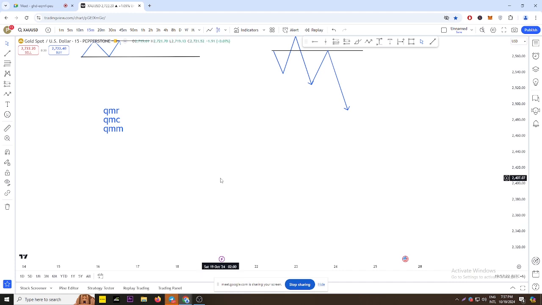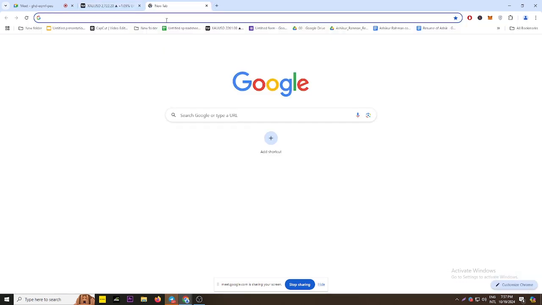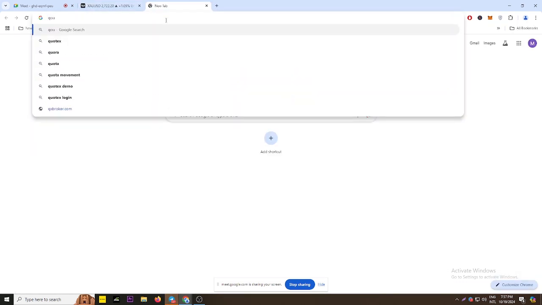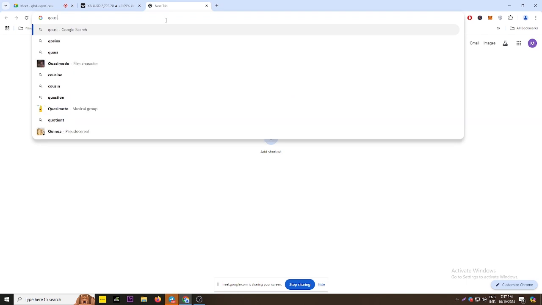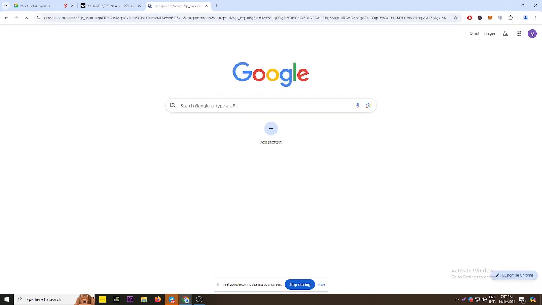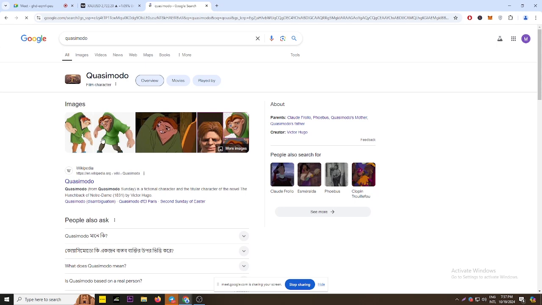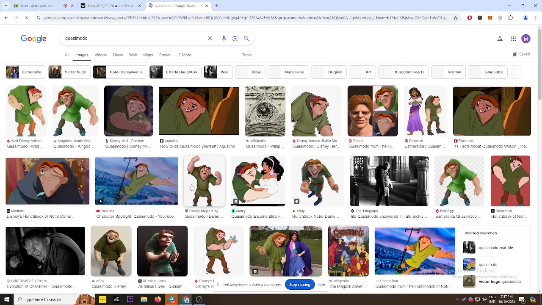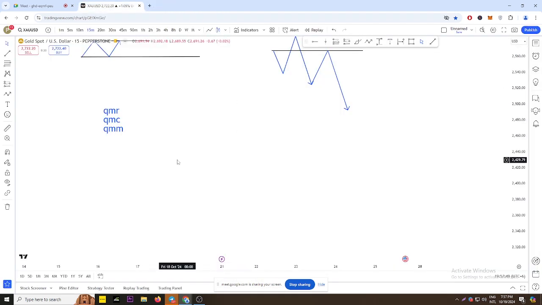What does the word QM mean? Is there any idea behind that? QM is a word, Quasimodo. It was inspired by our childhood thing. Quasimodo, this character actually. As you look at him, his shoulder is not symmetric. This is the same pattern we follow. That's why we call it Quasimodo.